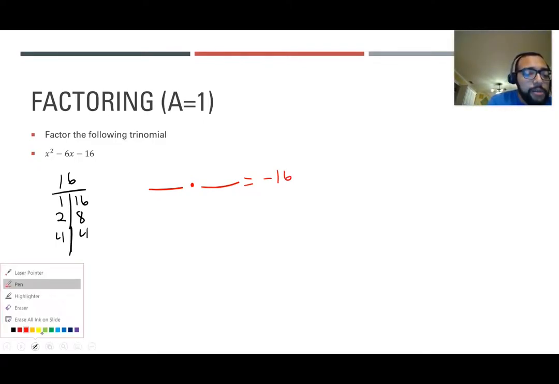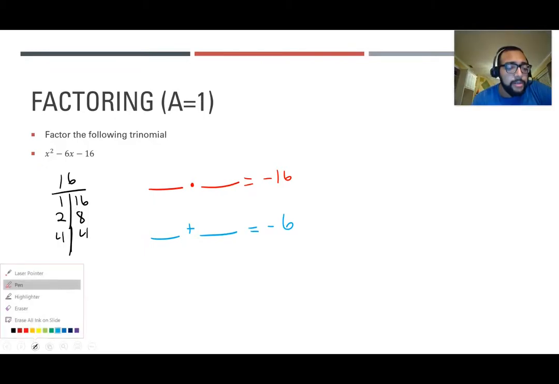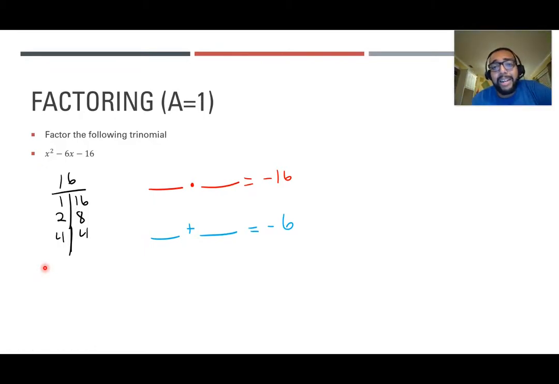And two numbers such that when you add them, you get your B value, which is negative 6 in this case. So of those three pairs, I need one pair that will meet both of those criteria. Now here's the thing. The last example was kind of nice because these were both positive, so I didn't have to worry about signs. But now in this case, I do have to worry about signs. So that does tell me a couple of things.